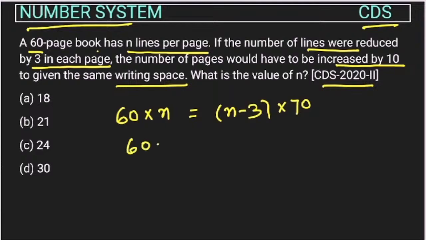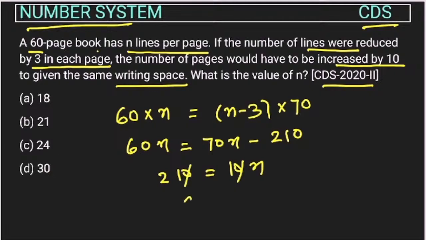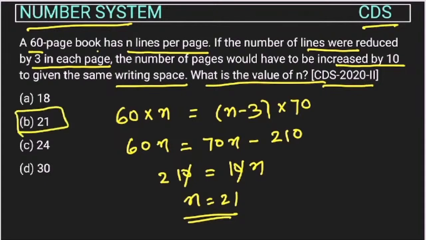So this will be 60n equal to 70n minus, this will be 210, right? So 210 will come this side, 60n will go this side, so this will become 10n. So this 0 will cancel this 0, right? So n is 21. So how many lines? 21 lines. We have to find n only. So option B is the correct answer.